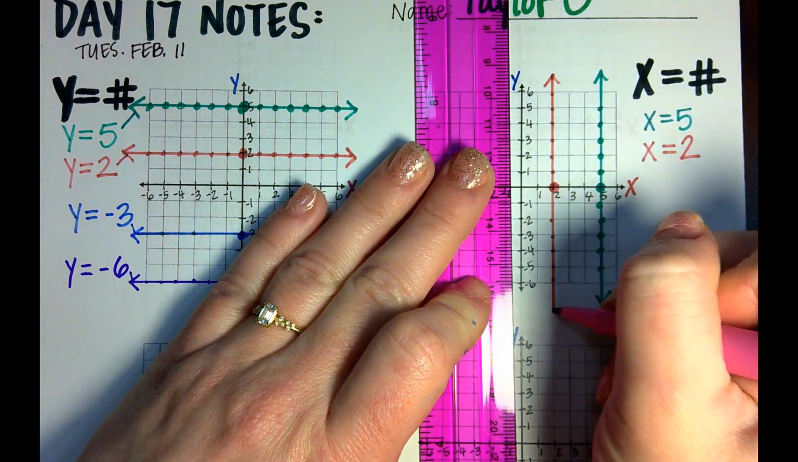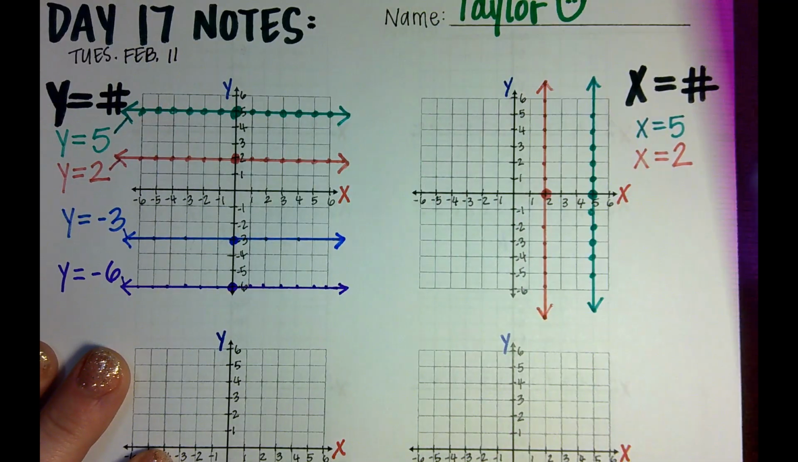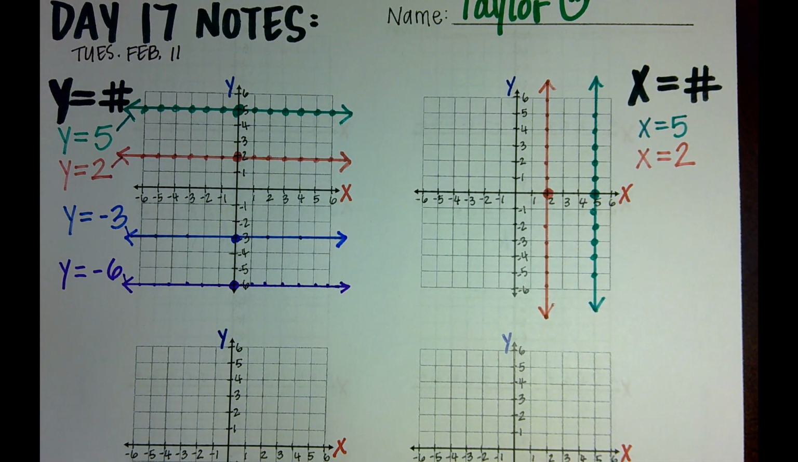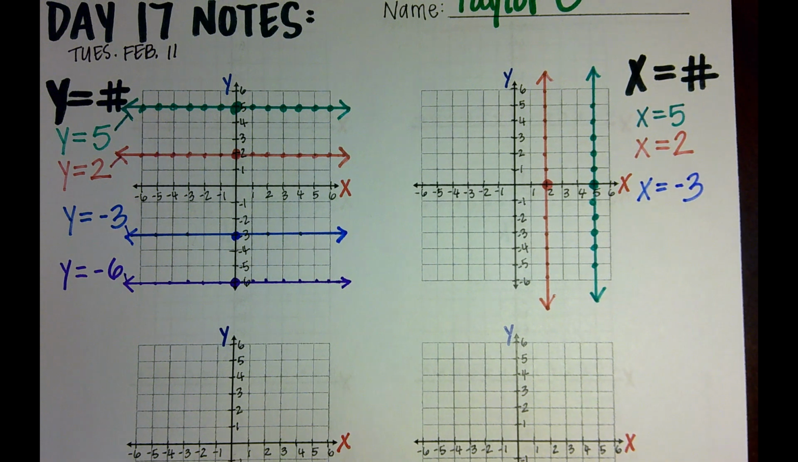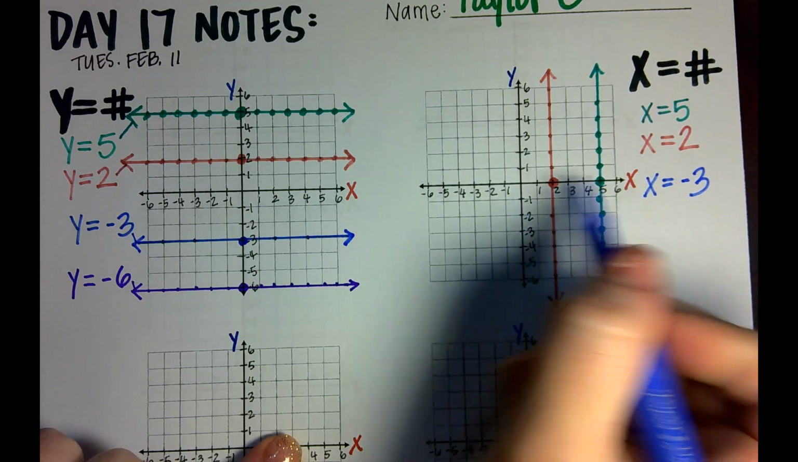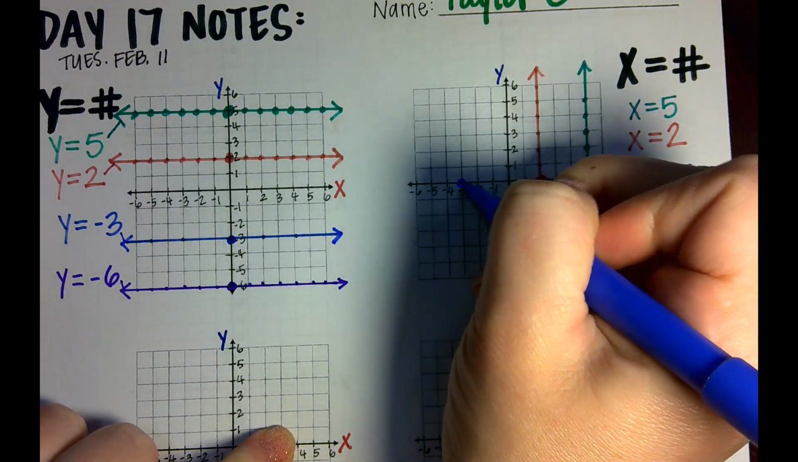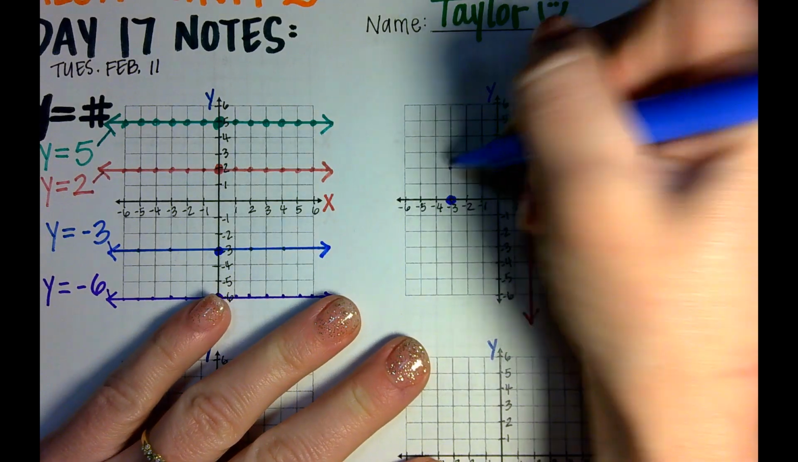Okay, so x equals 5, x equals 2. Lines up and down. Let's do x equals -3. Where would I start for x equals -3? -3. Good, -3 on the x-axis. Up and down. Up and down, good.